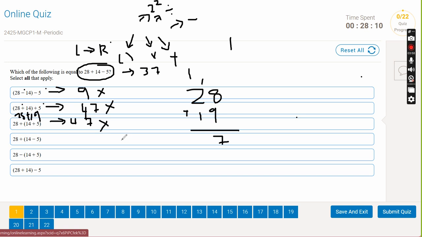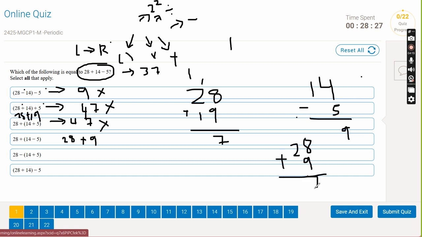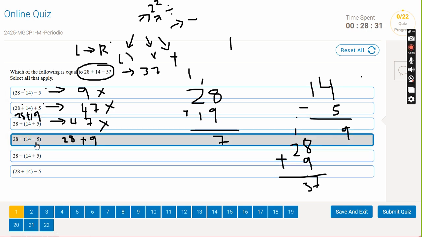The next one, 28 plus 14 minus 5 in the bracket. So 14 minus 5 is 9. Now we can take it out of the parentheses, 28 plus 9. 28 plus 9 is, we get 17, 1 up, 2, 3. Good job. This is where you'll find the answer. And then the next one, let's try that as well. Okay, let me erase everything so it becomes easier.